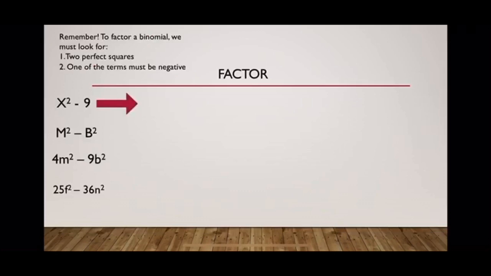When factoring, place two brackets. Then, we can place the square root of x squared in the beginning of both brackets, which is x. Now we place the square root of 9 at the end of both brackets, which is 3, but since it's a negative number, we'll place a negative root in one and a positive in the other. And that's our answer.